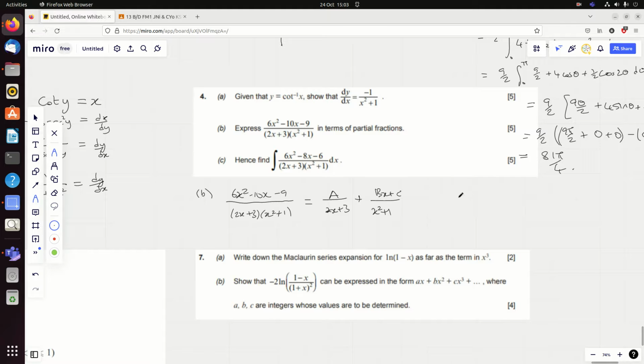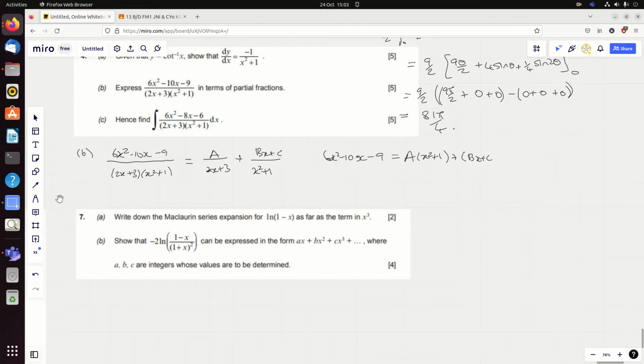At which point it's probably best to say, okay, so 6x squared minus 10x minus 9 is going to be equal to a times x squared plus 1 plus bx plus c times 2x plus 3. It's nice to have this original one written down.